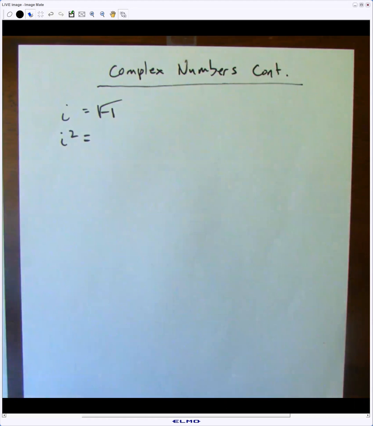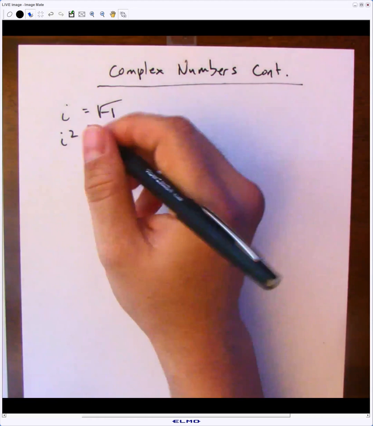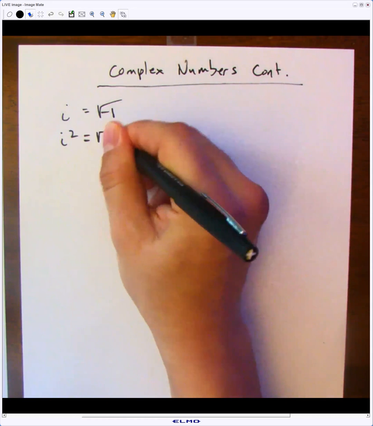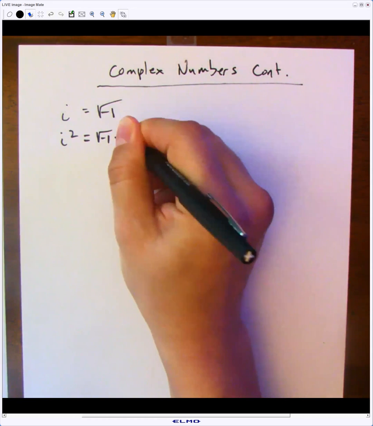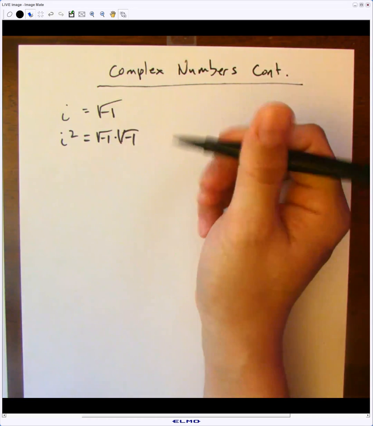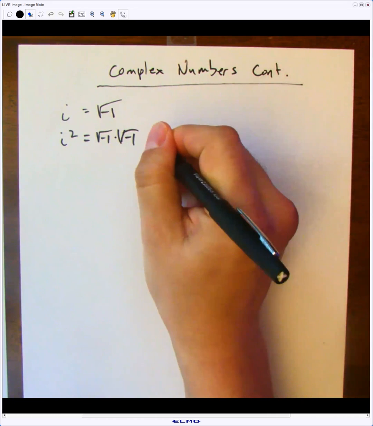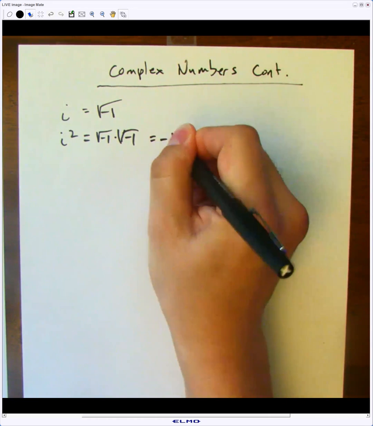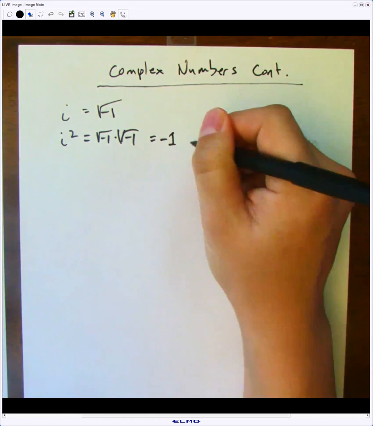Well, we know that i is the square root of -1. So if we took i squared, we would then have the square root of -1 times the square root of -1, which is simply equal to just -1, a real value.